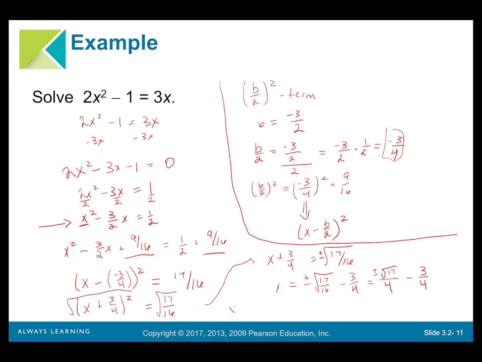So essentially, my x is positive root 17 minus 3 over 4, or x equals negative root 17 minus 3 divided by 4. And these are my two x values. And again, it all came down to distributing that square root to the 16 on the bottom. So root 16 became 4. And then we can combine our numerators, 17 minus 3 or negative root 17 minus 3.